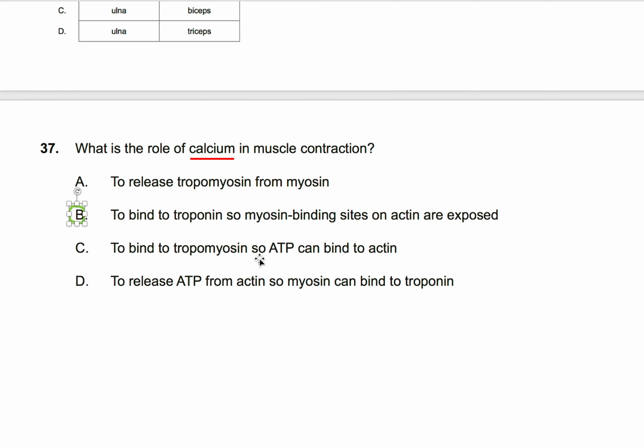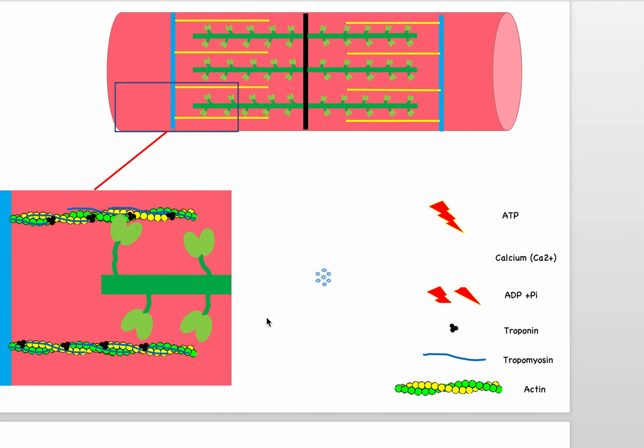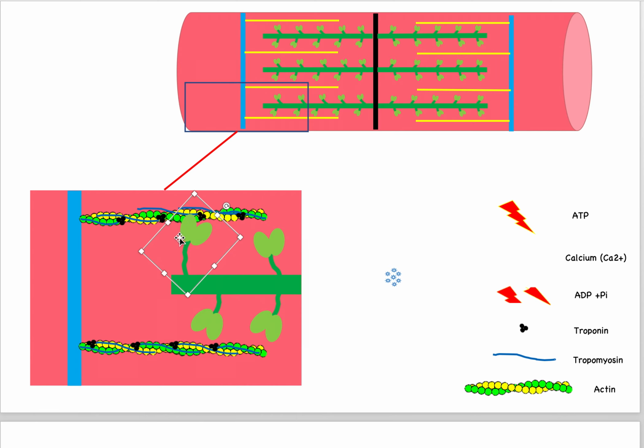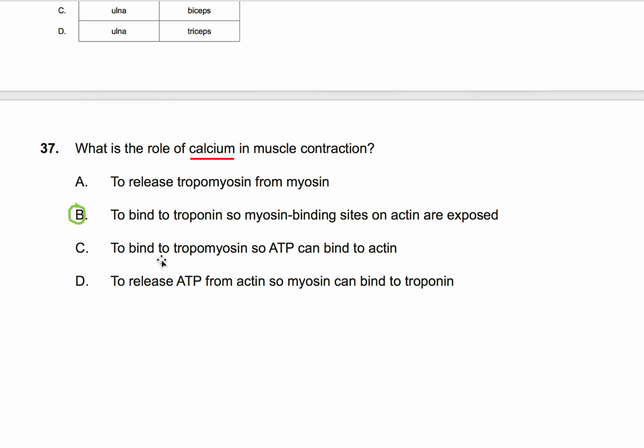Now we're going to eliminate the others just in case, just so you understand clearly. C, to bind to tropomyosin, so ATP can bind to actin. This is not true, because calcium, we know, binds to troponin, not to tropomyosin. So C is also not correct. D, to release ATP from actin, so myosin can bind to troponin. We know myosin does not bind to troponin, so this is just wrong. Myosin tries to bind to actin. Okay, so this one is finished.